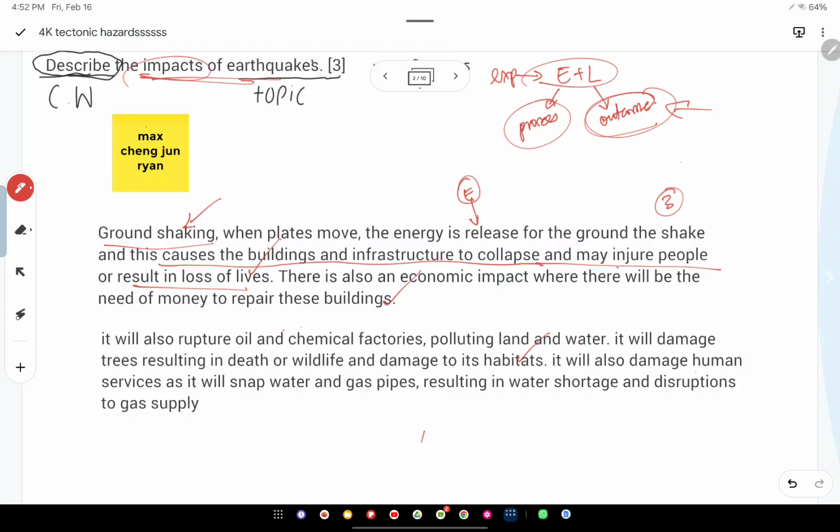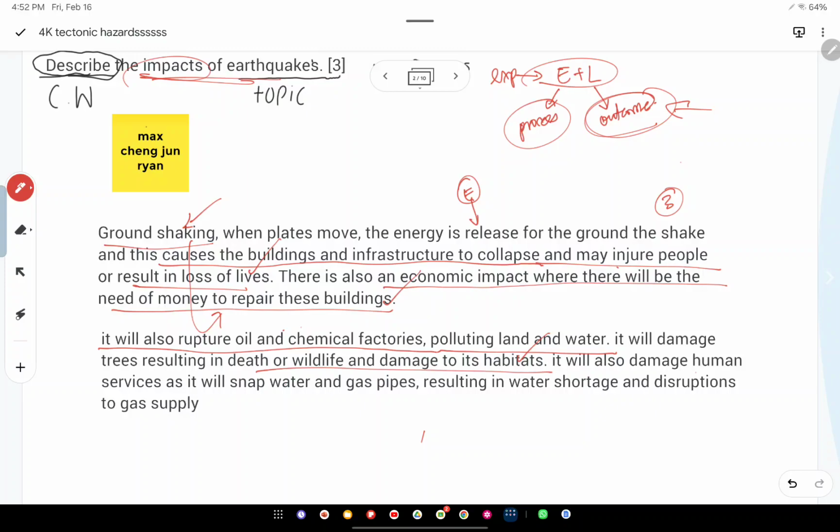So the one ground shaking, right, can have a second outcome. The economic impact where the building needs money so that it can repair. So that is 2 marks already. Okay? Third one is talking about the rupturing of the oil and chemical factories, polluting the land and water. Then it will cause death and damage to habitat. Done. This is the third point. So already got 3 marks.